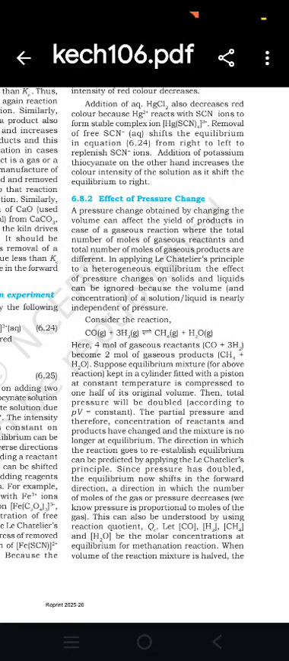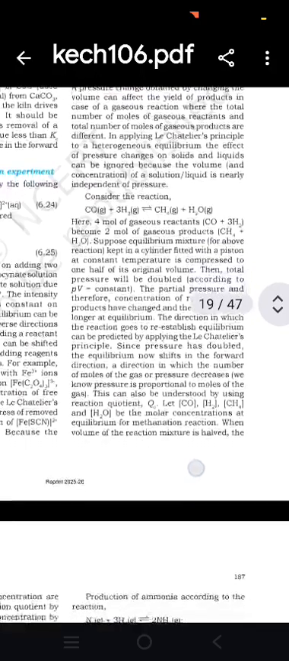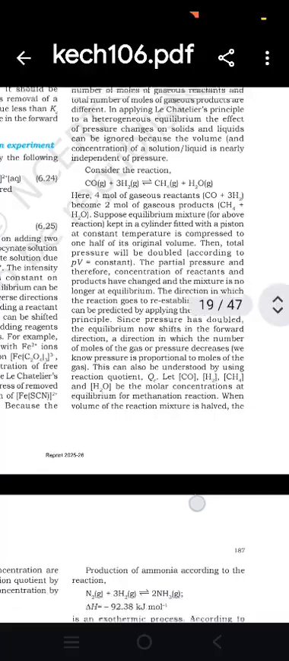Now we will discuss the effect of pressure change. A pressure change obtained by changing the volume can affect the yield of product in the case of gaseous reactions where the total number of moles of gaseous reactants and the total number of moles of gaseous products are different. We apply Le Chatelier's principle to heterogeneous equilibrium. Consider the reaction: carbon monoxide reacts with hydrogen to give methane.